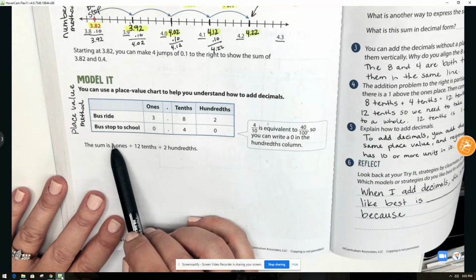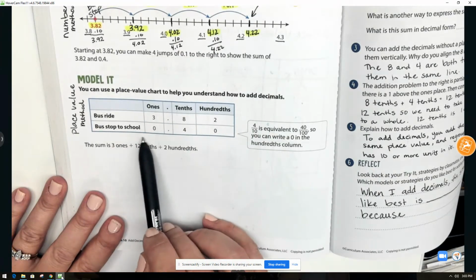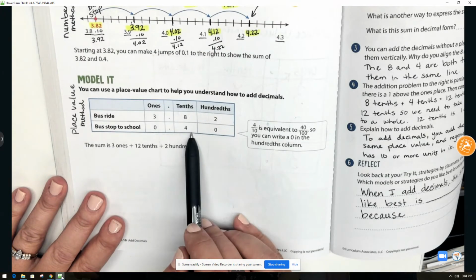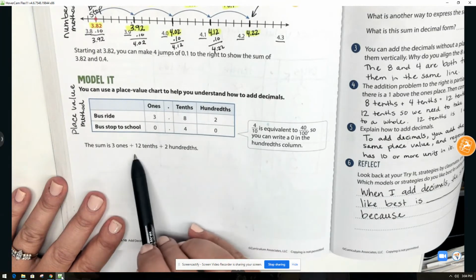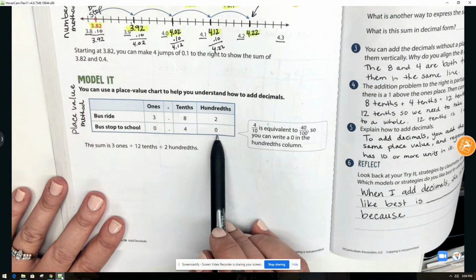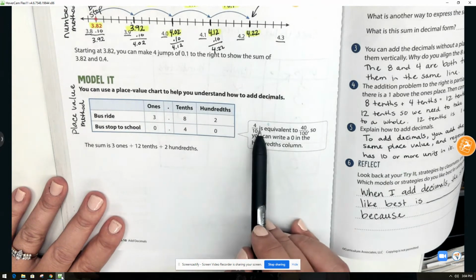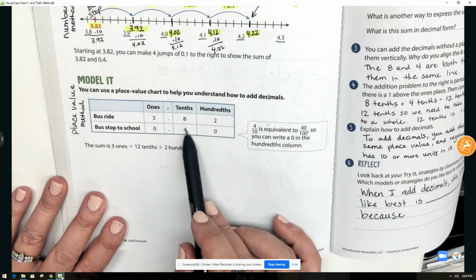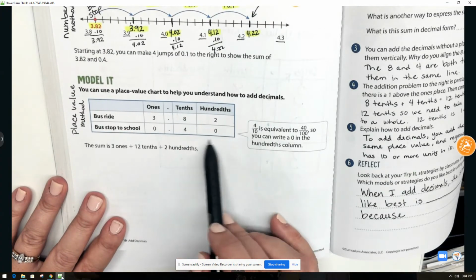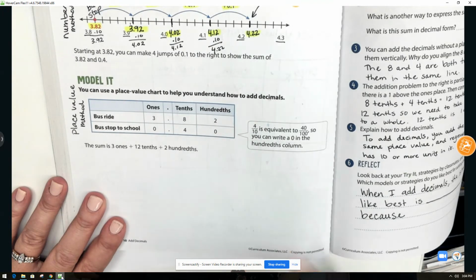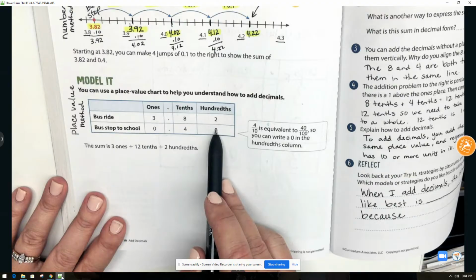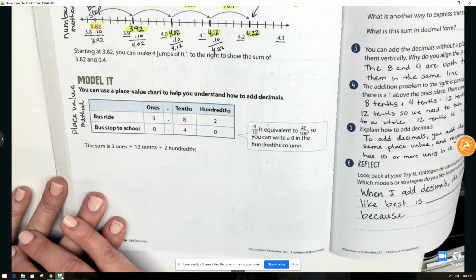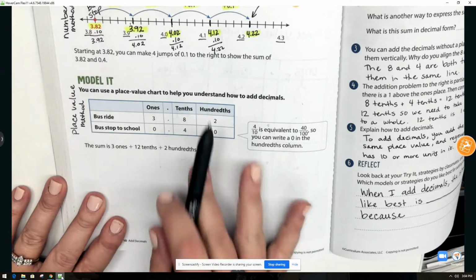So when we add, we recognize that we have 3 ones because 3 plus 0 is 3. So 3 in the ones place. We have 8 plus 4, which means we have 12 tenths, and then 2 plus 0 is 2 hundredths. And then they're telling you here that you can put in this placeholder 0 into the hundredths column because 4 tenths is equivalent to 40 hundredths, that those two fractions are equivalent. So remember that as long as the 0 goes at the end, you do not change the value of the number. You just change the place value, but you don't change the actual amount.